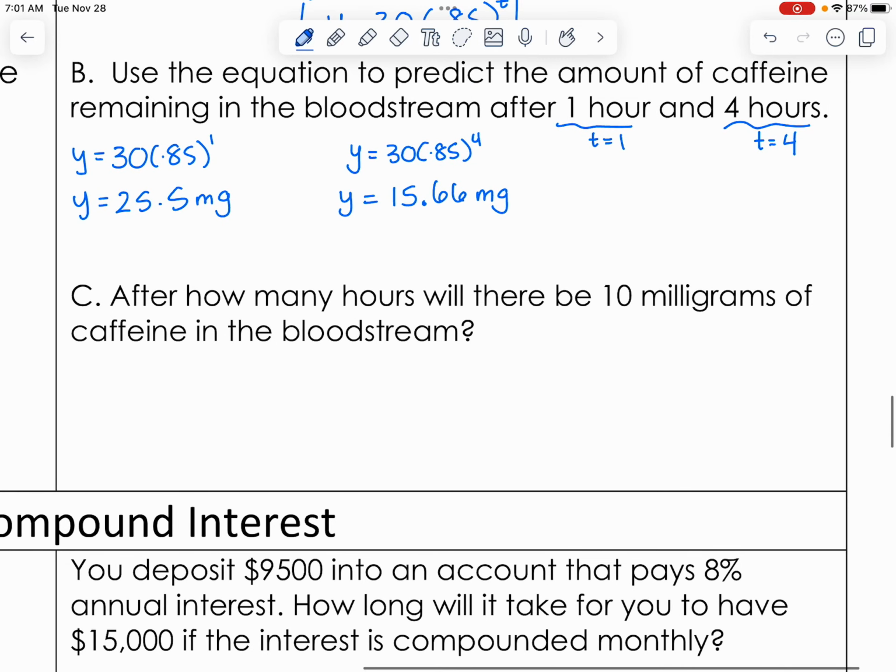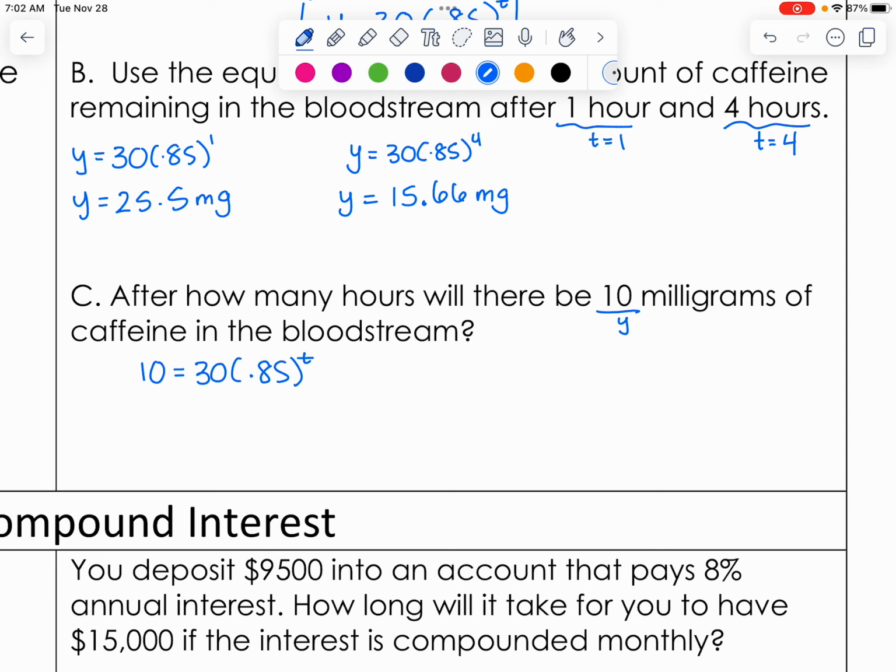All right, now in C, after how many hours will there be 10 milligrams left? So now this 10 is giving me a y value, and we're trying to solve for t. So we're going to plug in 10 equals 30 times 0.85 to the t power. And now we're going to solve. So step 1, I'm going to divide both sides by 30. And I get 1/3 equals 0.85 to the t.